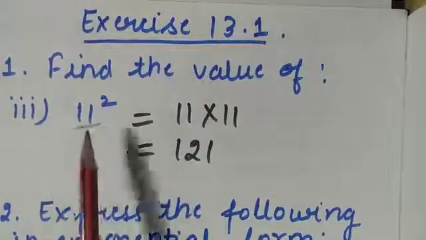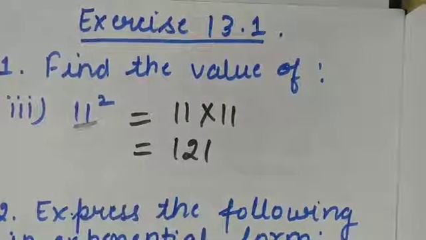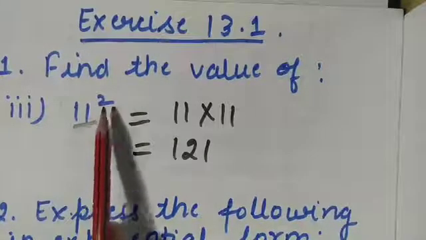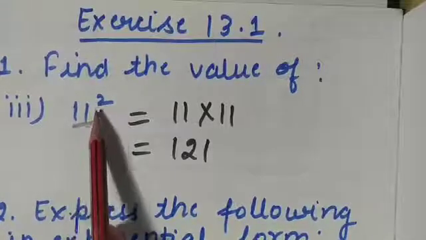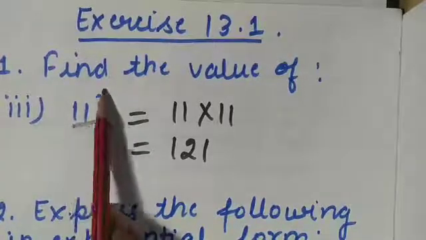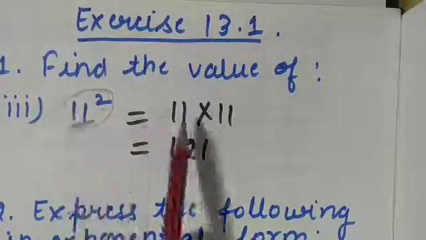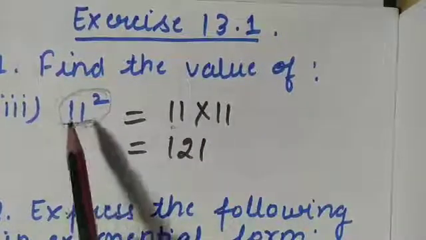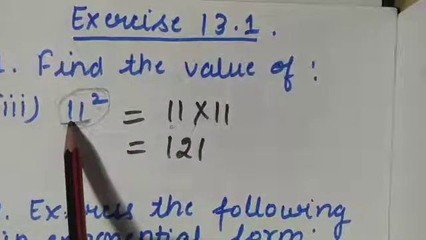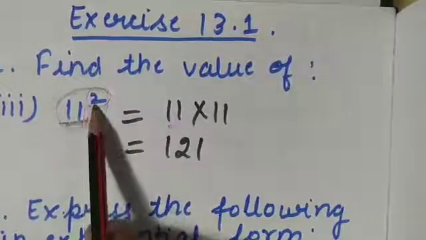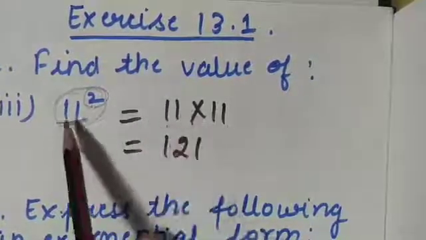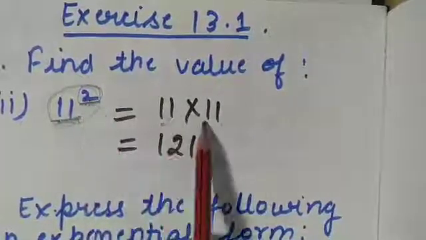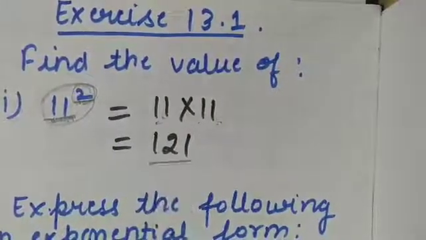It is 11. By mistake I said this as 10. Here it is given 11 to the power 2, or you can say 11 raised to the power 2. This can be written as 11 into 11, because this is the base and the base is the number which is to be multiplied, and the power tells how many times the number should be multiplied. So 11 is being multiplied 2 times. So 11 into 11, and that is equal to 121.